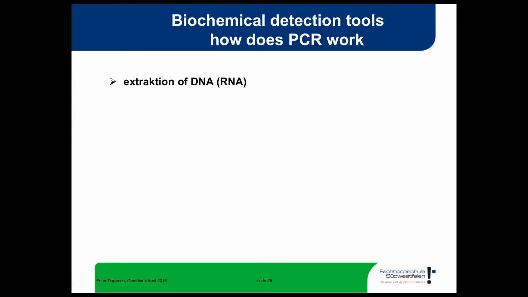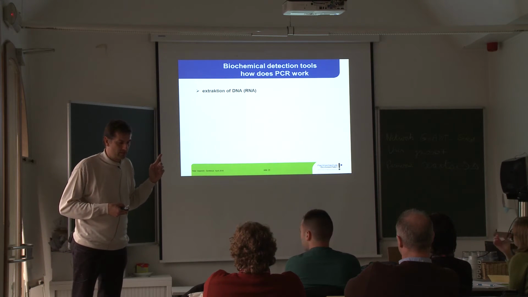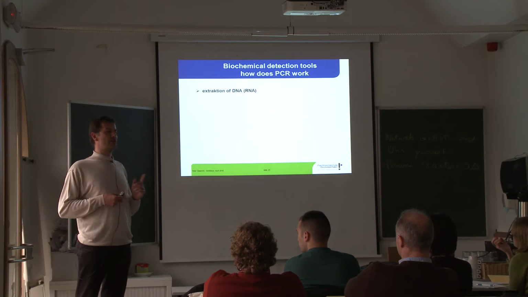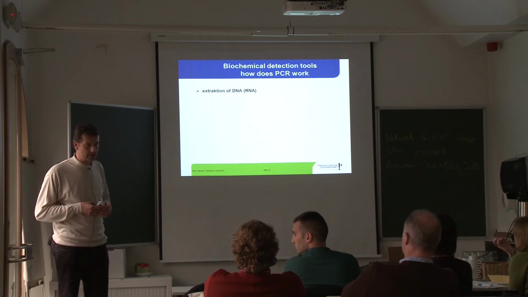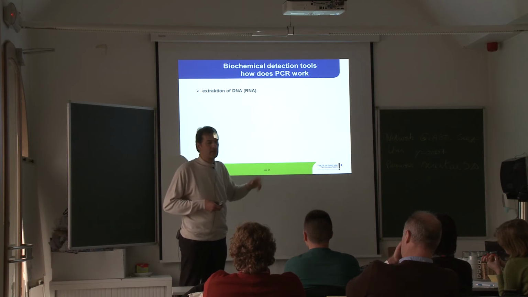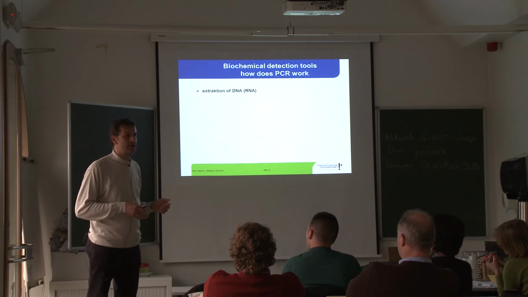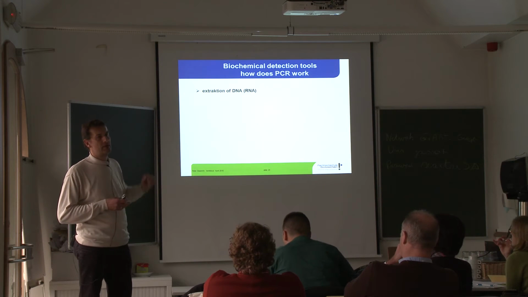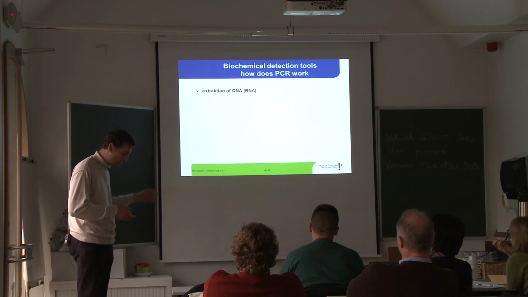So how does the PCR work? What do we have to do? First, we have to extract the DNA. And you see in brackets RNA. This technique only works with DNA. But we can use a trick to apply it also to RNA. That way, we first produce a complementary DNA strand to the RNA piece that we want to analyze. I'll come to that later.